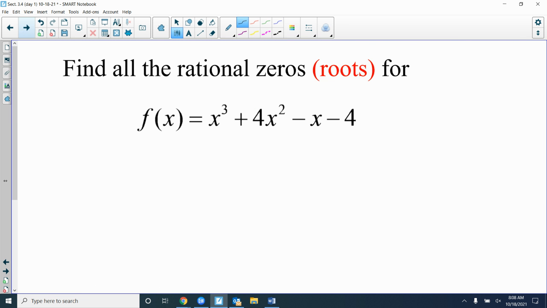So where we're not guessing. All right, find all the rational zeros for the following. So this is on the back.